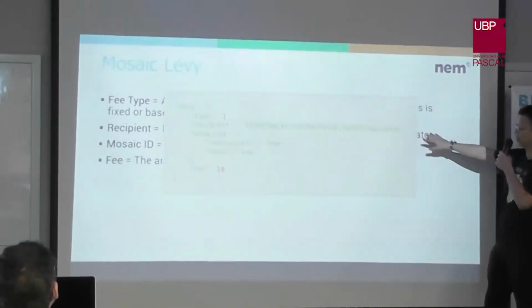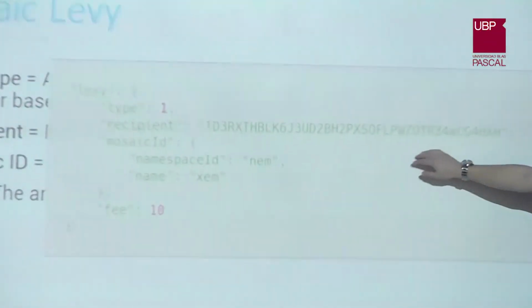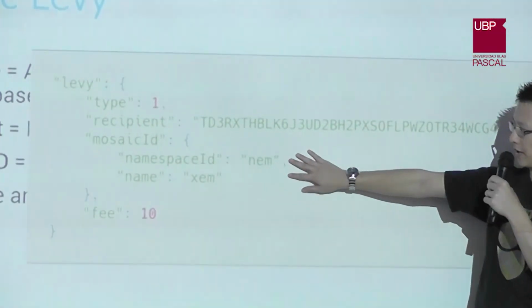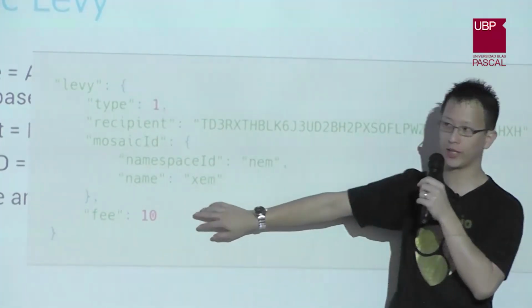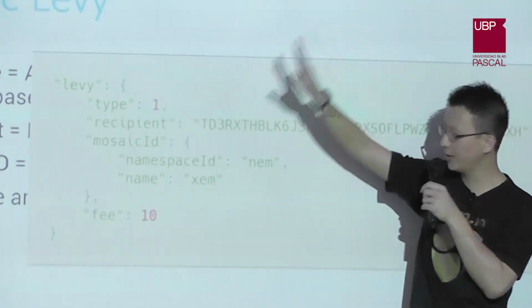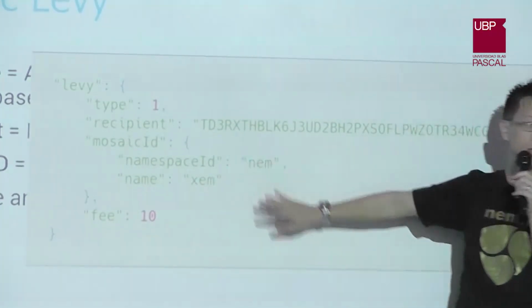So an example, this person is the receiver of the mosaic. He wants ZEMs to be paid as the mosaic. Fee type is 1, so it's absolute. So every time I transact this mosaic, whatever mosaic I'm creating, I'm always paying 10 ZEMs for the mosaic.